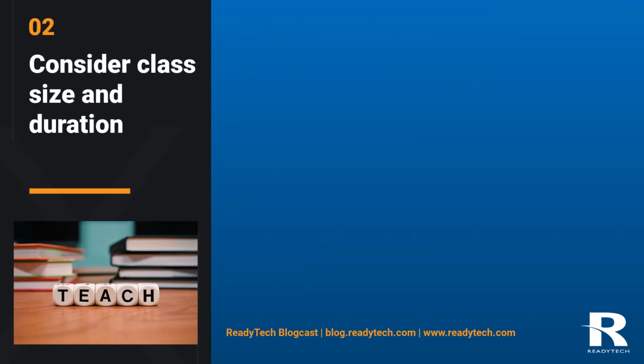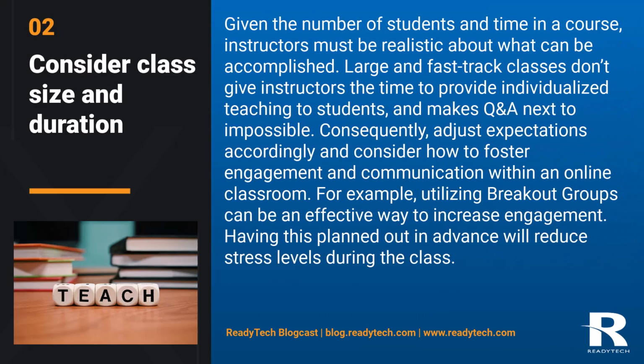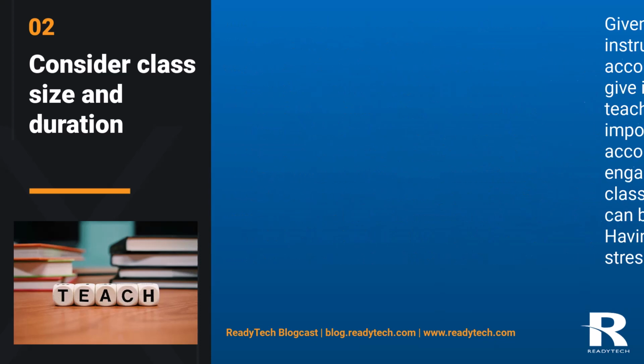2. Consider class size and duration. Given the number of students and time in a course, instructors must be realistic about what can be accomplished. Large and fast-track classes don't give instructors the time to provide individualized teaching to students and make Q&A next to impossible. Consequently, adjust expectations accordingly and consider how to foster engagement and communication with an online class. For example, utilizing breakout groups can be an effective way to increase engagement. Having this planned out in advance will reduce stress levels during the class.